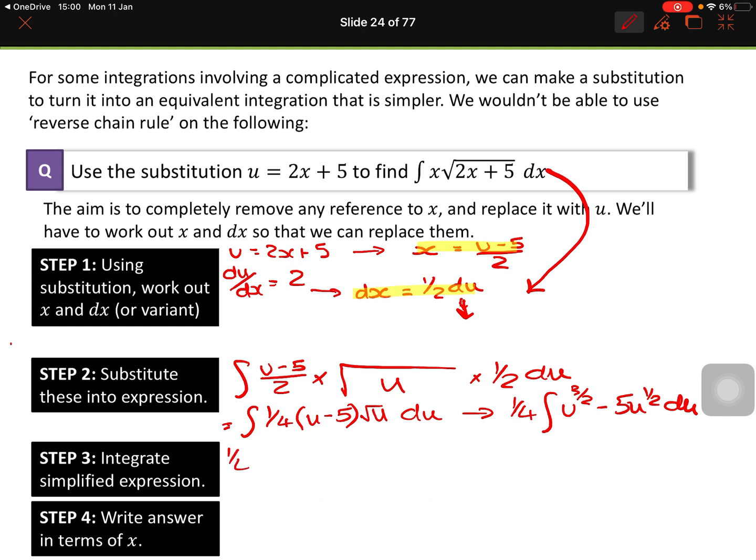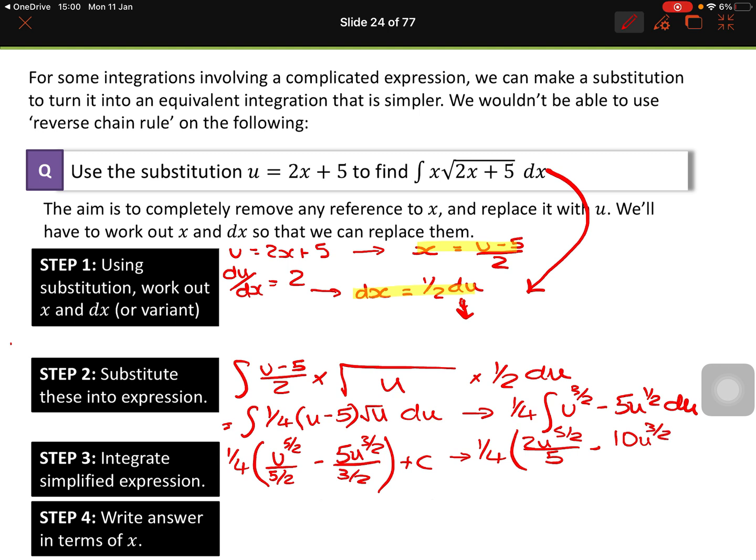So we can take a quarter out, as we did before. Add one to the power, divide by the new power. So we do u to the 5 over 2 over 5 over 2, minus 5u to the 3 over 2 over 3 over 2, plus c. We're just going to tidy that up a little bit. So we end up with a quarter lots of 2u to the 5 over 2 over 5, subtract 10u to the 3 over 2 over 3, plus c.